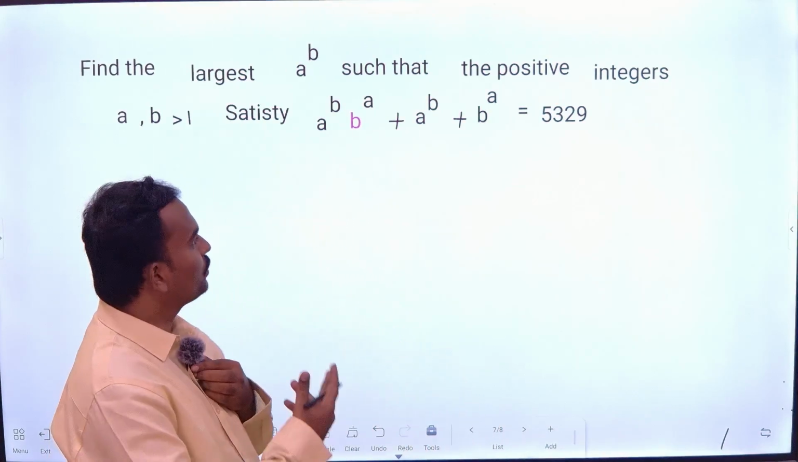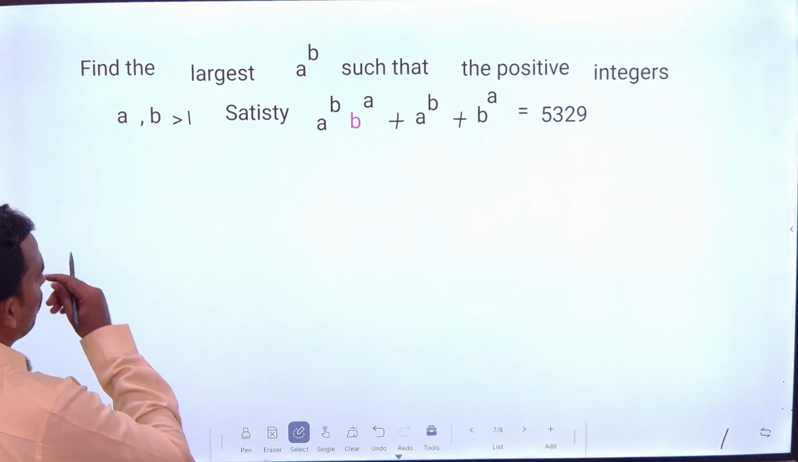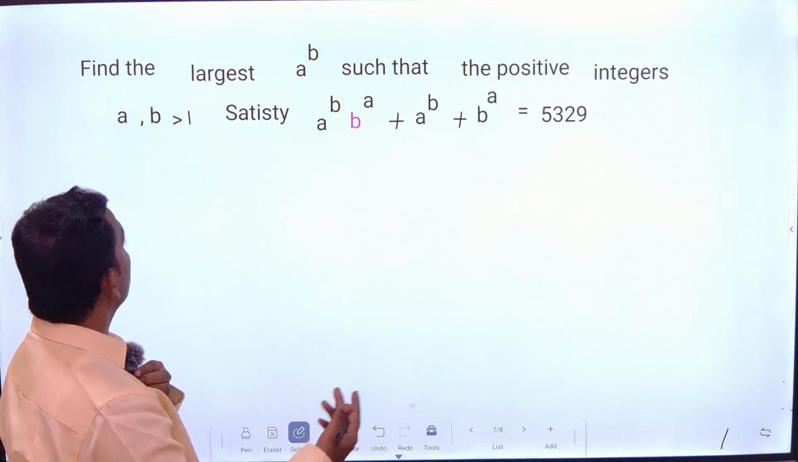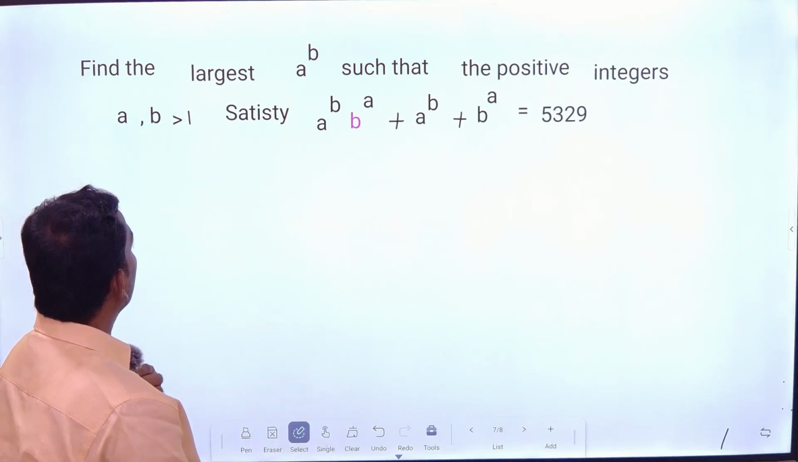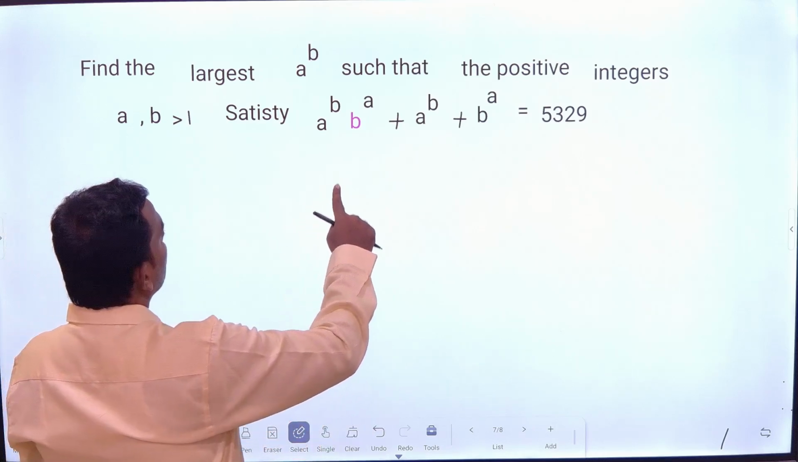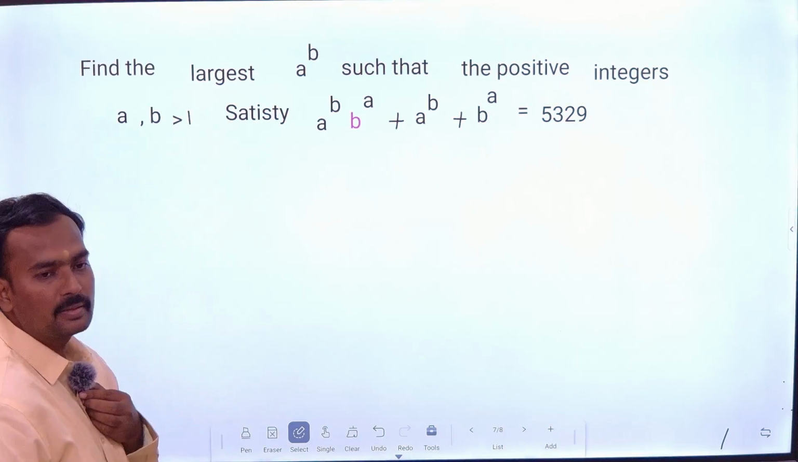Today I am going to discuss with you a very interesting number theory problem. Find the largest a power b such that the positive integers a, b, both greater than 1, satisfy a power b times b power a plus a power b plus b power a is equal to 5329.